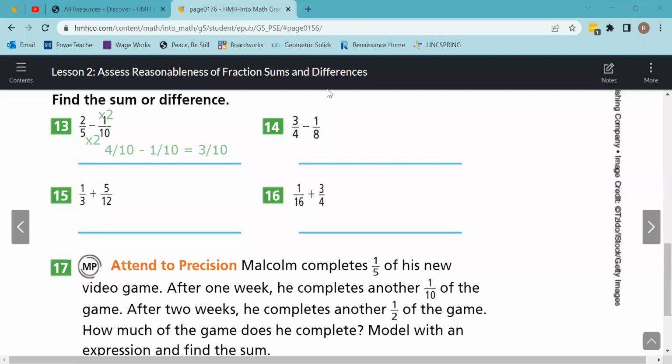3/4 minus 1/8. 4 times 2 gets you to 8. 3 times 2. We have 6/8 minus, make sure you double check whether you're adding or subtracting. Take away 1/8, and we end up with 5/8. 5 is not even. 8 doesn't end with a 5 or 0, right? So that's it. It's just 5/8 there.